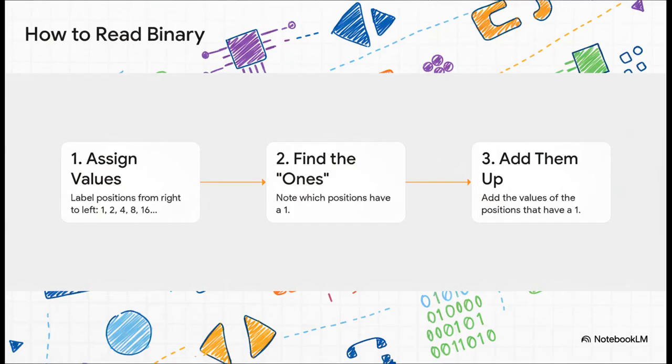So, how do we actually read this language? It might look a little weird, but it's pretty simple. Each position in a binary number has a value. Starting from the right, the first spot is worth 1, the next one over is worth 2, then 4, then 8, and you just keep doubling as you go. To get the total, you just add up the values for any position that has a 1 in it.